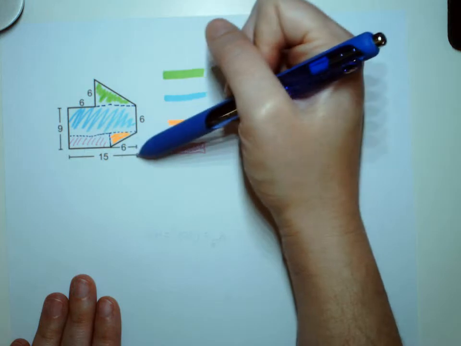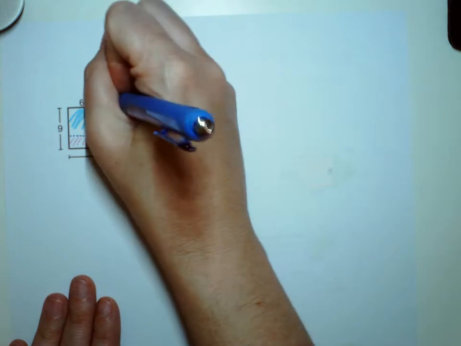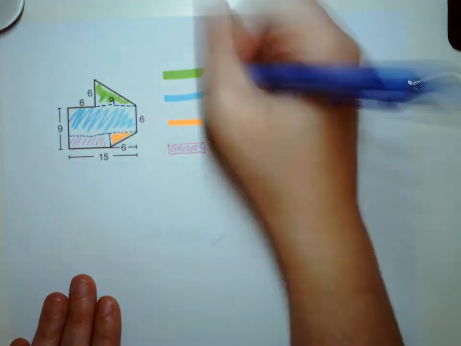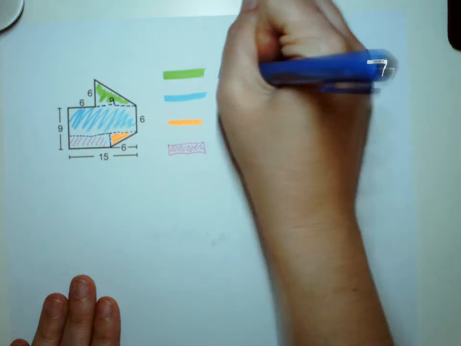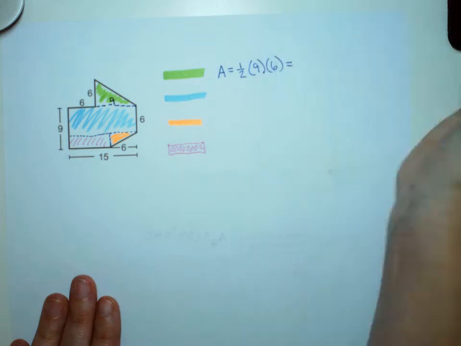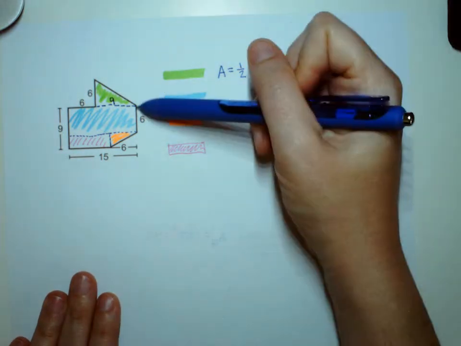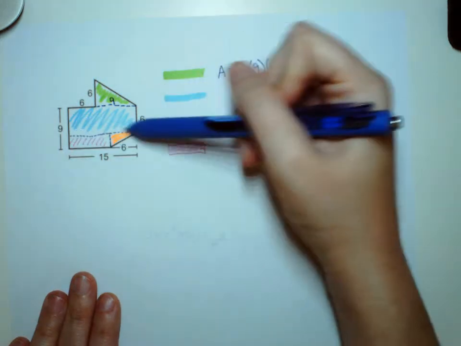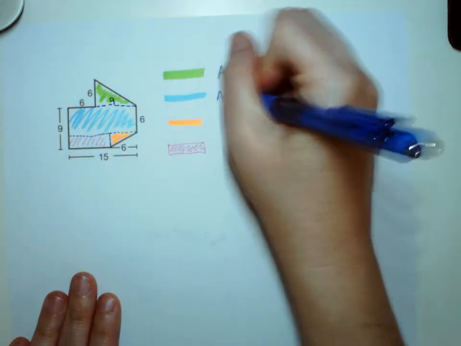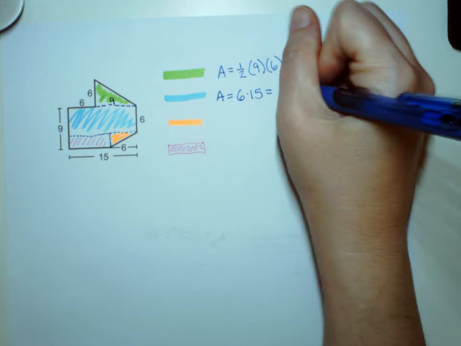Well, the key is that the entire thing down here was said to be 15. So if I've already used 6 up here, that must leave me 9 remaining. So I know that the area is going to be 1/2 base, 9, times height, 6. So 3 times 9 gives me 27. For the blue rectangle, this is 6, and then this is the entire width of the figure, so it's 15. So the area is just going to be 6 times 15, which gives me 90.